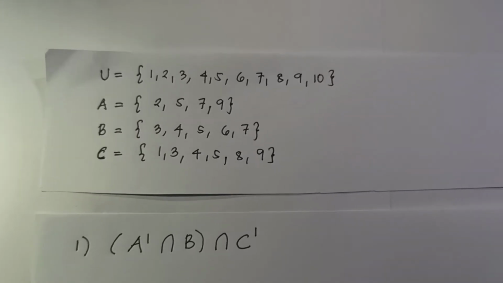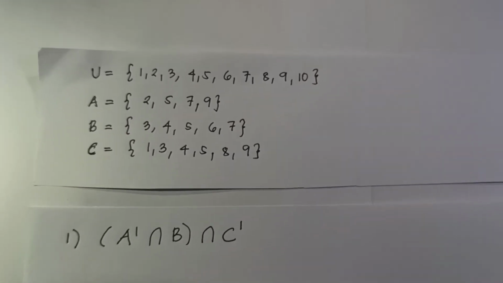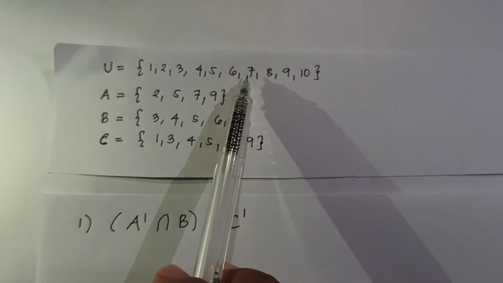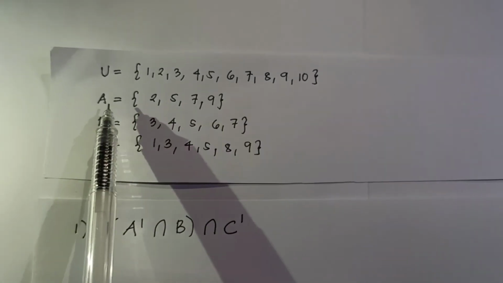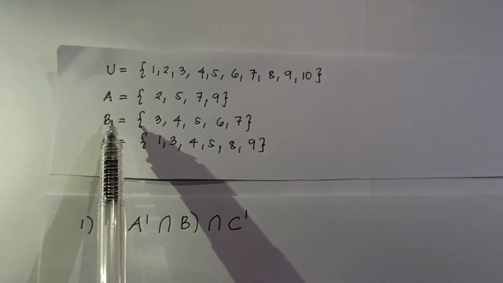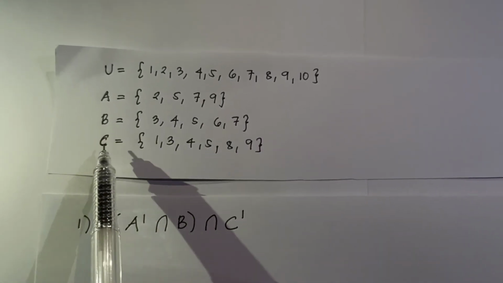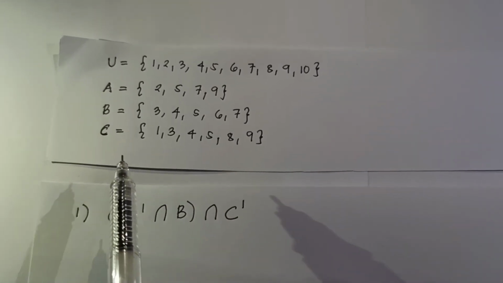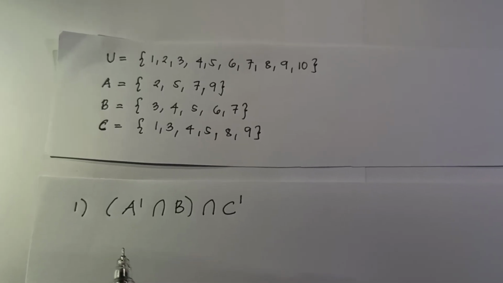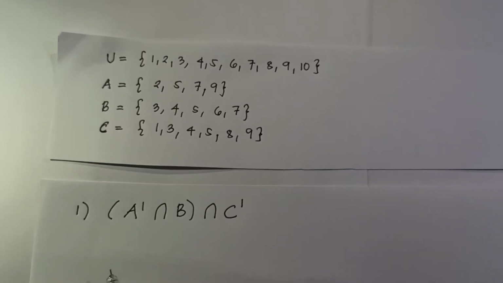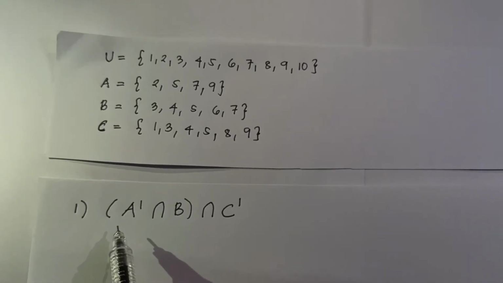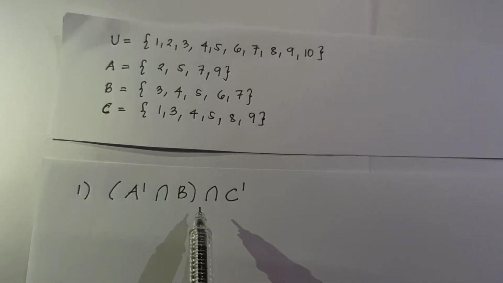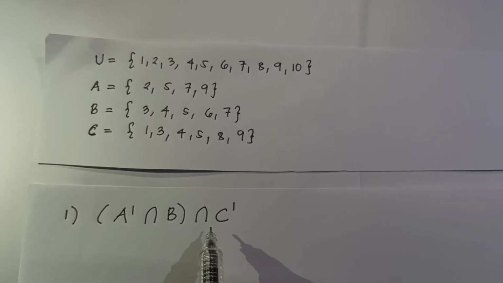So let us have an example all about set operations. Our universal set is {1, 2, 3, 4, 5, 6, 7, 8, 9, 10}. Our set A is {2, 5, 7, 9}. Our B is {3, 4, 5, 6, 7}. And C is {1, 3, 4, 5, 8, 9}. We have 5 problems to solve today. Let us have first this one: A prime, or A complement, intersection B, intersection C prime.